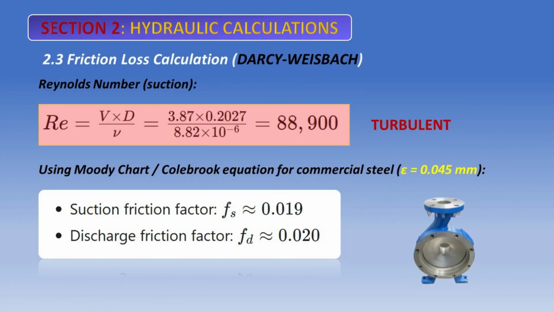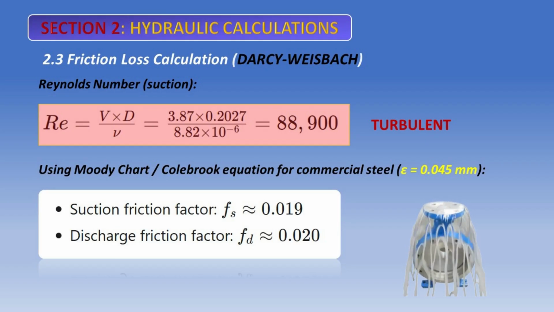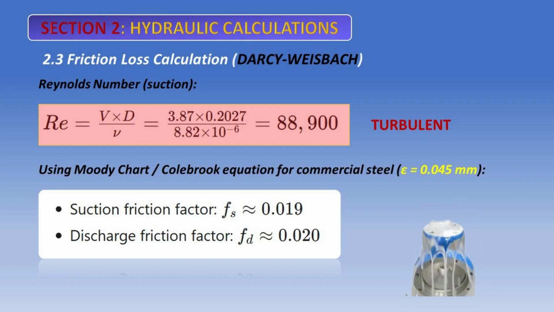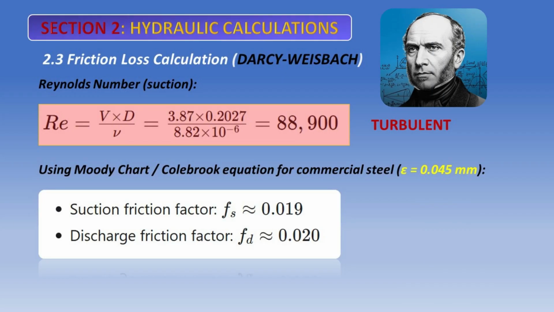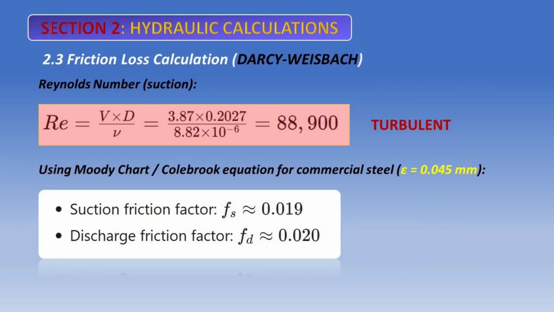Using the Moody chart, the Colebrook equation, and the roughness factor for commercial steel pipe, we determine the Darcy friction factor. We have a friction factor of 0.019 for the suction line and 0.020 for the discharge line. This value will be used directly in the Darcy-Weisbach equation to calculate the friction head loss.